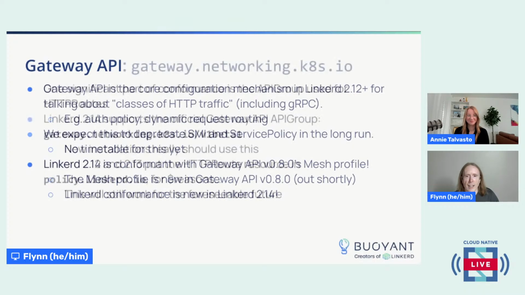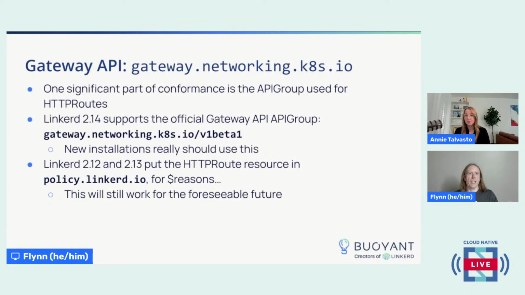It will not work. So a big part of that is the API group that you see in things like HTTP routes. In Linkerd 2.12 and 2.13, you would see HTTP routes only in the policy.linkerd.io API group, whereas in 2.14, you can also use the official gateway.networking.k8s.io/v1beta1 APIs. And if you are doing new things, you should probably use the official one, with one extremely important caveat that we will talk about in a minute. That said, policy.linkerd.io is not going anywhere, and you can still use that HTTP route for the foreseeable future.